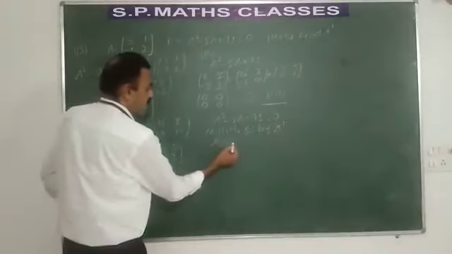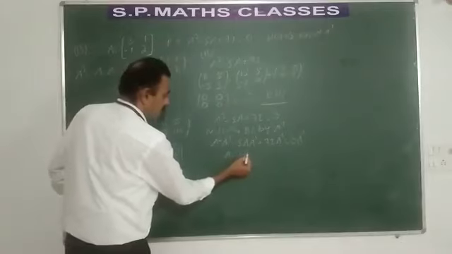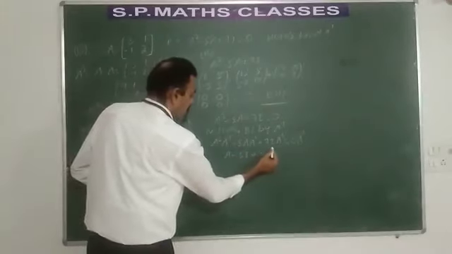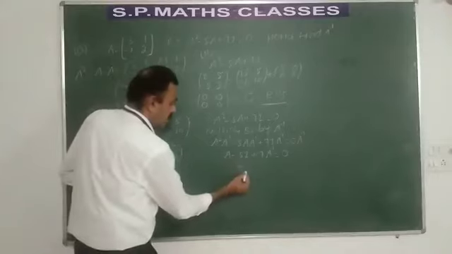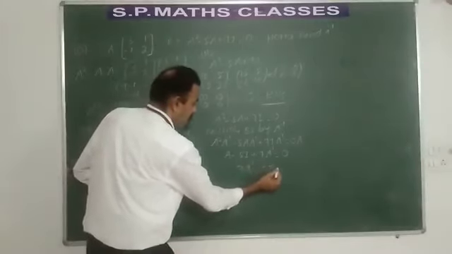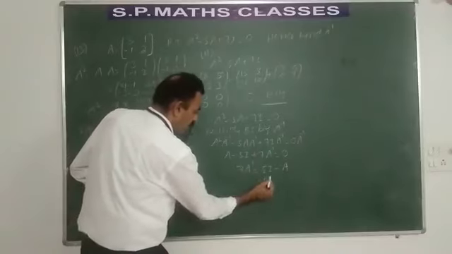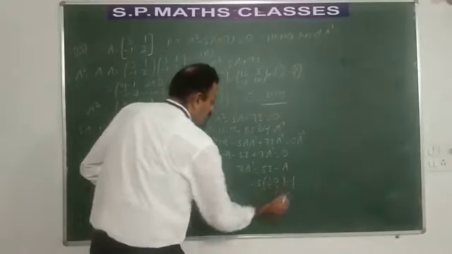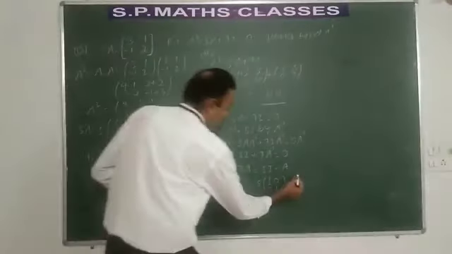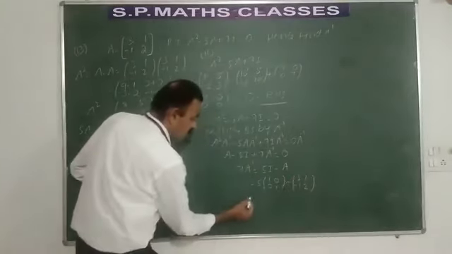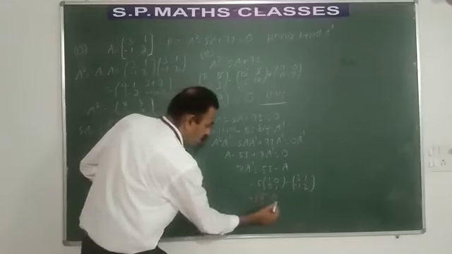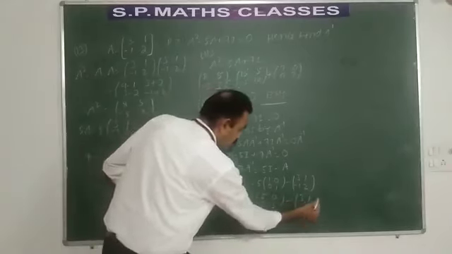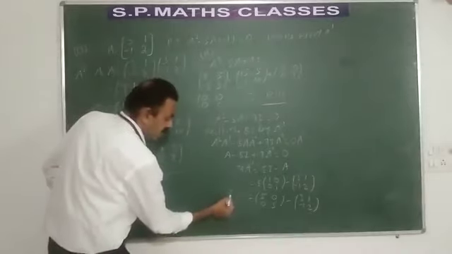A square into A inverse minus 5A into A inverse plus 7I into A inverse, 0 into A inverse. A square into A inverse is A, minus 5I plus 7A inverse is the null matrix. What is 7A inverse? 5I minus A. What is 5 into I? 5, 0, 0, 5. What is A? A is 3, 1, minus 1, 2. So 5, 0, 0, 5 minus 3, 1, minus 1, 2. This is what 7A inverse is.